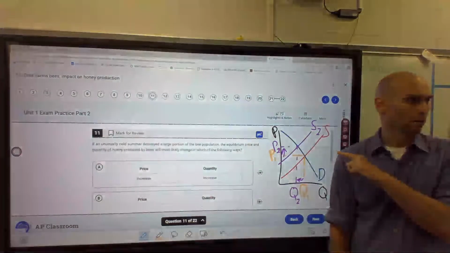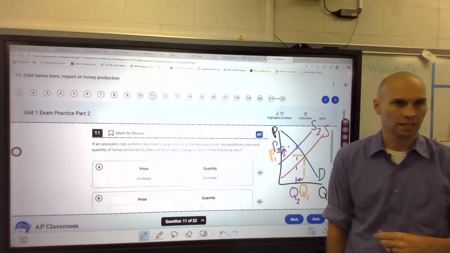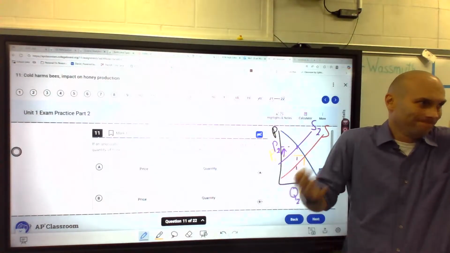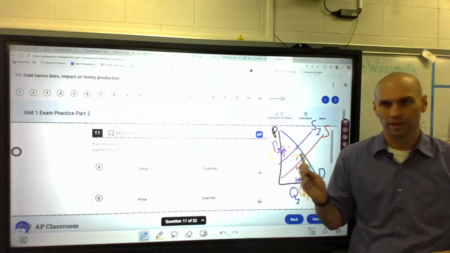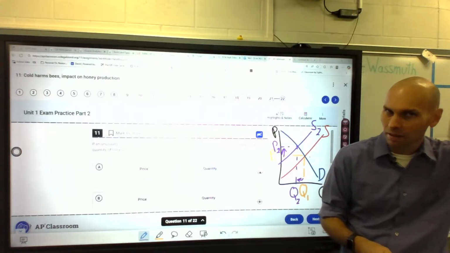Did I use colors and fancy labels for all of this? Yeah. Do you need to on the exam? Yes. How long did that take? 10 seconds. You understand? Graph it out. That's an easy, for sure, right answer.